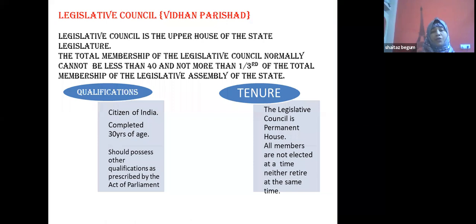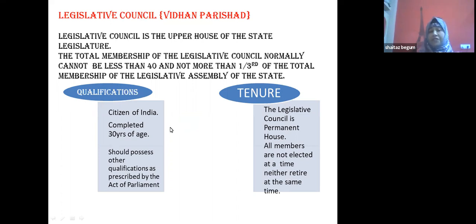Legislative Council, which is also Vidhan Parishad. It is the upper house of the state legislature, and it is a permanent house. The total membership of the Legislative Council normally cannot be less than 40 and cannot be more than 1/3 of the total membership of the Legislative Assembly of the state. So the membership of Legislative Council merely depends upon the total membership of the Legislative Assembly of that particular state. It should not be more than 1/3 of the total membership.